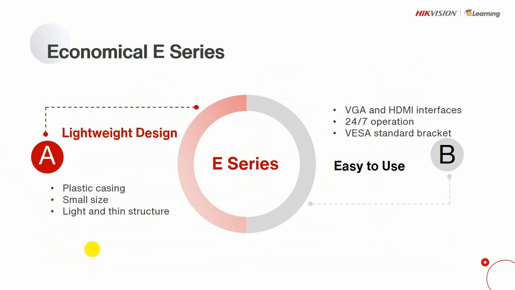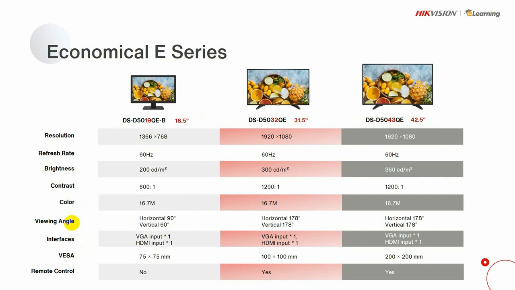The last will be the economical E-series in the CCTV series monitors. First, it has a lightweight design, because it has a plastic casing, small size, and a light and thin structure. And also it's easy to use. It supports VGA and HDMI interfaces, and also supports 24 hours a day, 7 days a week operation, and it supports a VESA standard bracket. And these are all 3 products of our economical E-series in the CCTV monitor series.